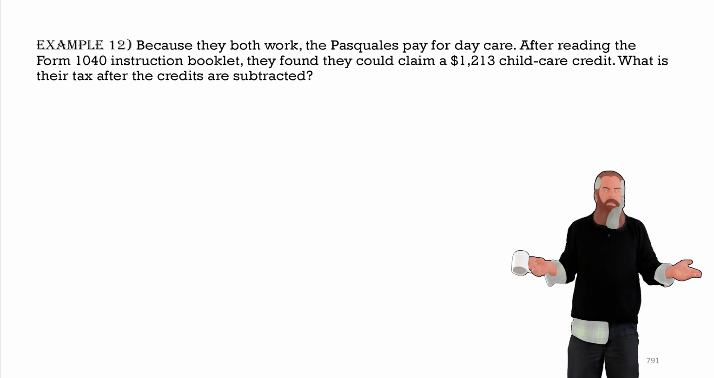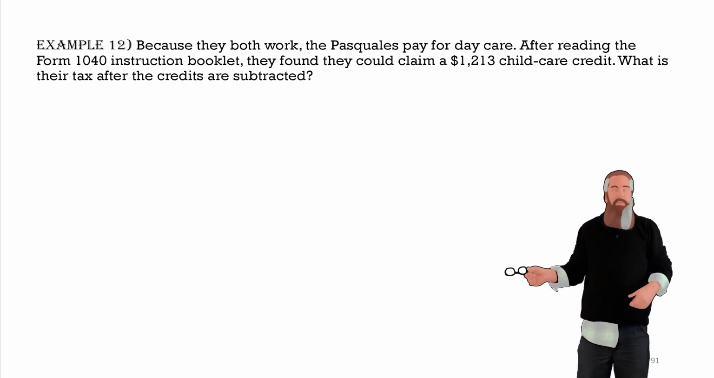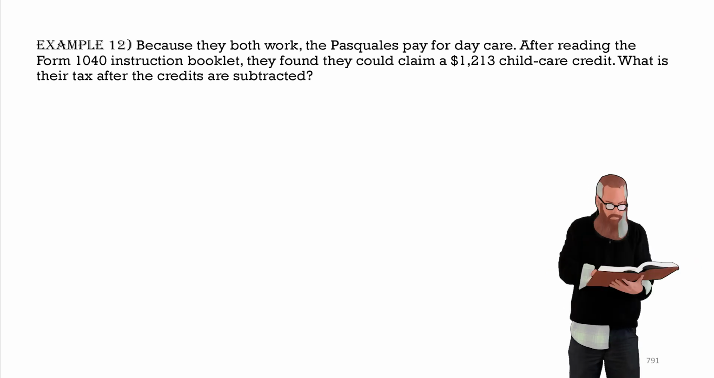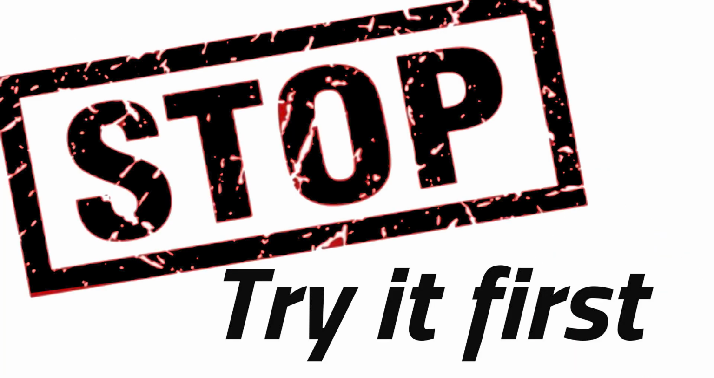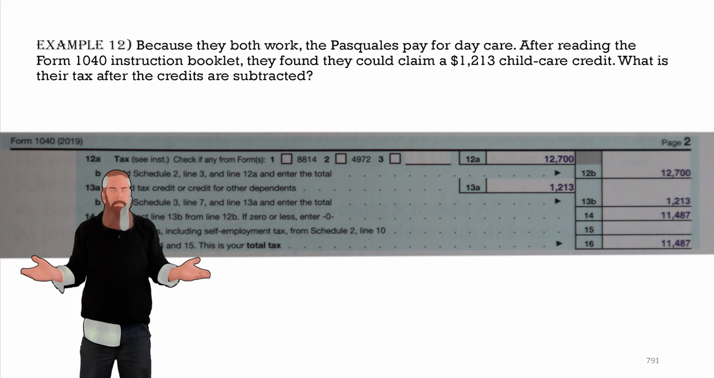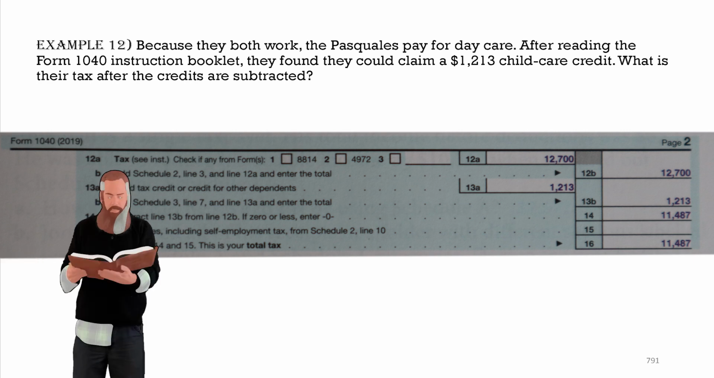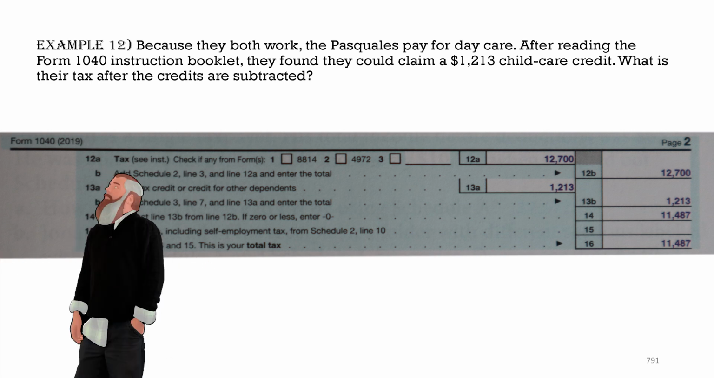Because they both work, the Pasquales pay for daycare. After reading the Form 1040 instruction booklet, they found that they could claim a $1,213 child care credit. What is their tax after credits are subtracted? So we're going to enter the child care credit of $1,213 on line 13A and 13B. Remember, their tax credits are subtracted from the taxes found on the tax table.